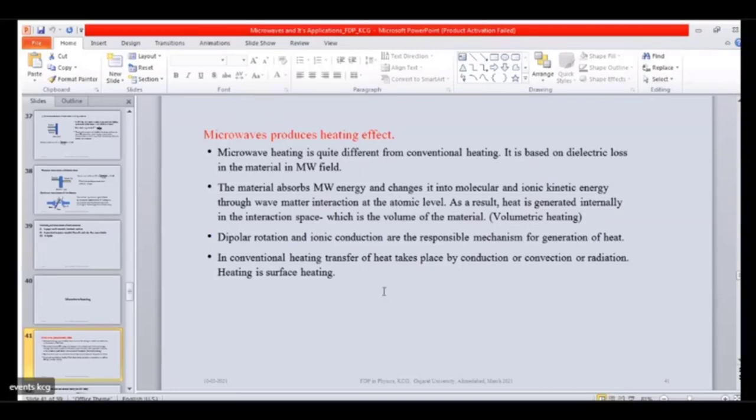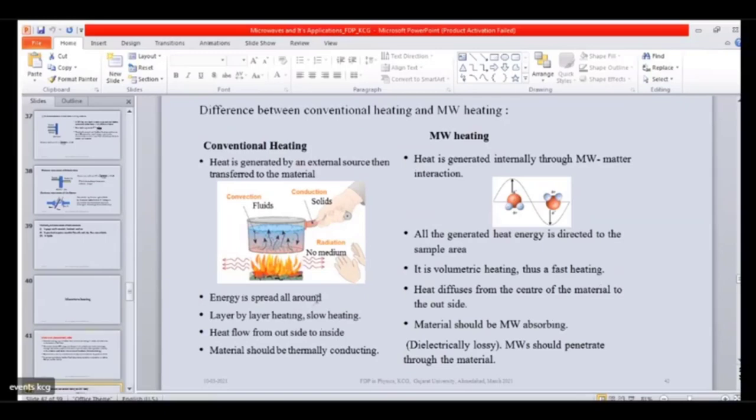In conventional heating, we supply the heat from some heat source, from the outer surface of the material. And the heat transfer in the material takes place through the mechanisms called conduction, convection, or radiation. Right? So conventional heating is basically a surface heating, whereas microwave heating is a volumetric heating. So microwave heating is faster than the conventional heating. OK? And here in this figure, the difference between the conventional heating and microwave heating is shown.